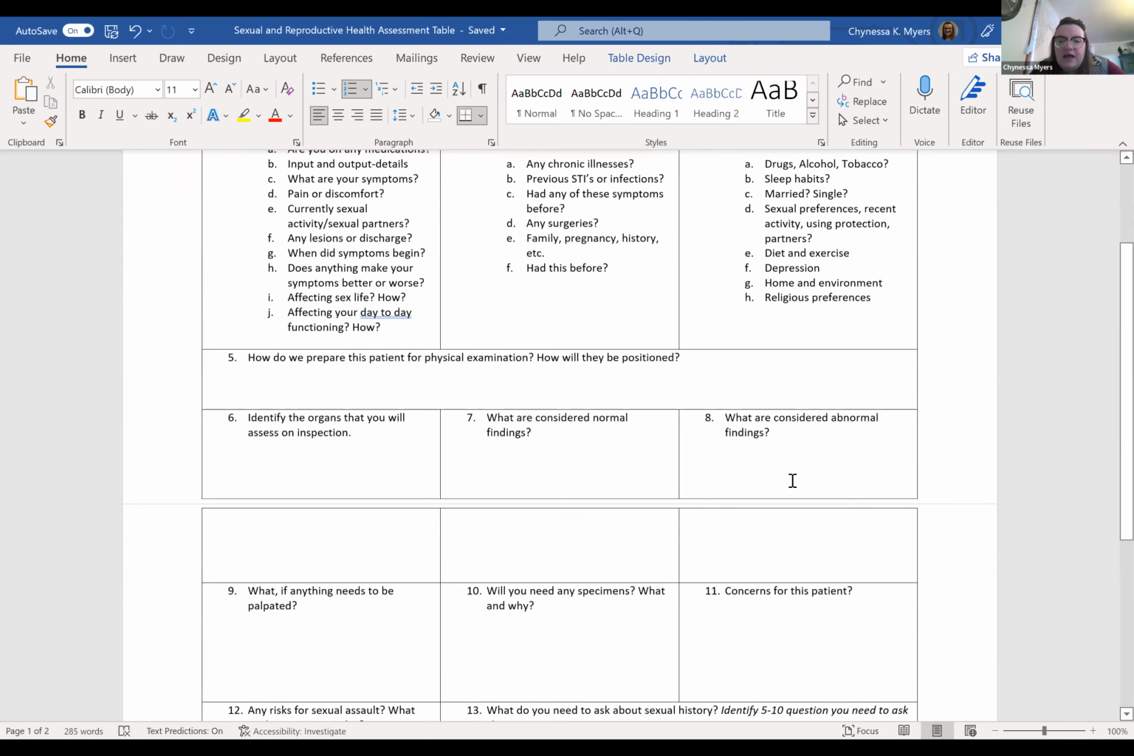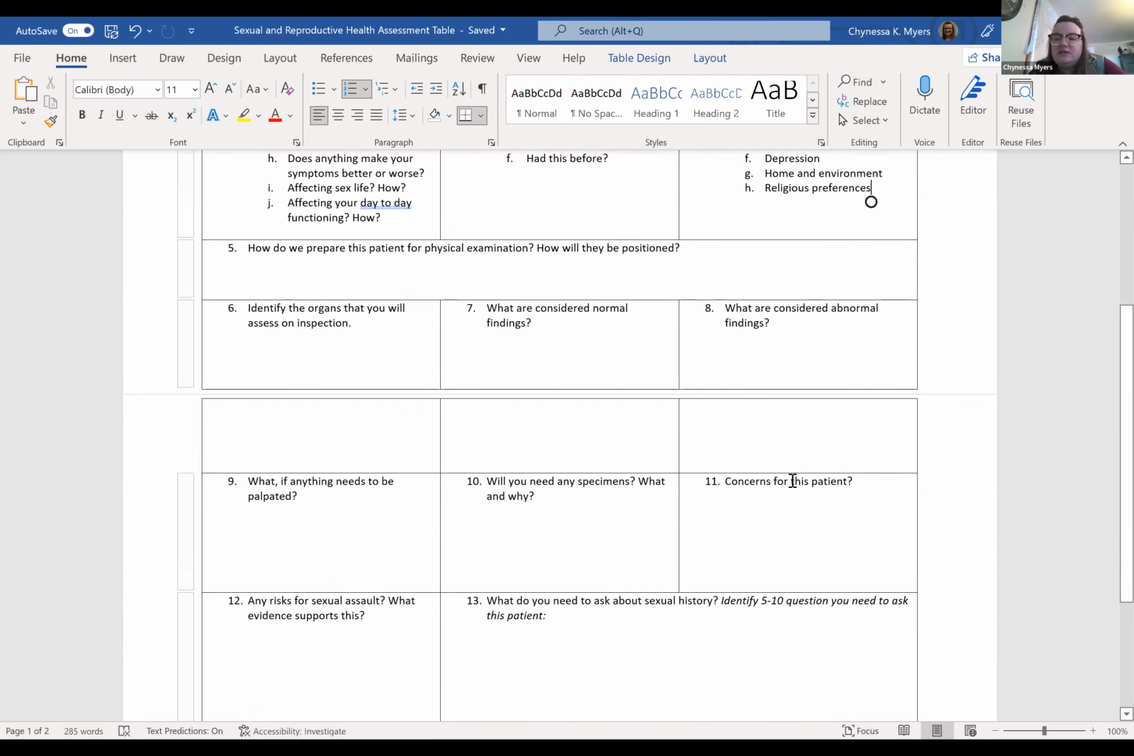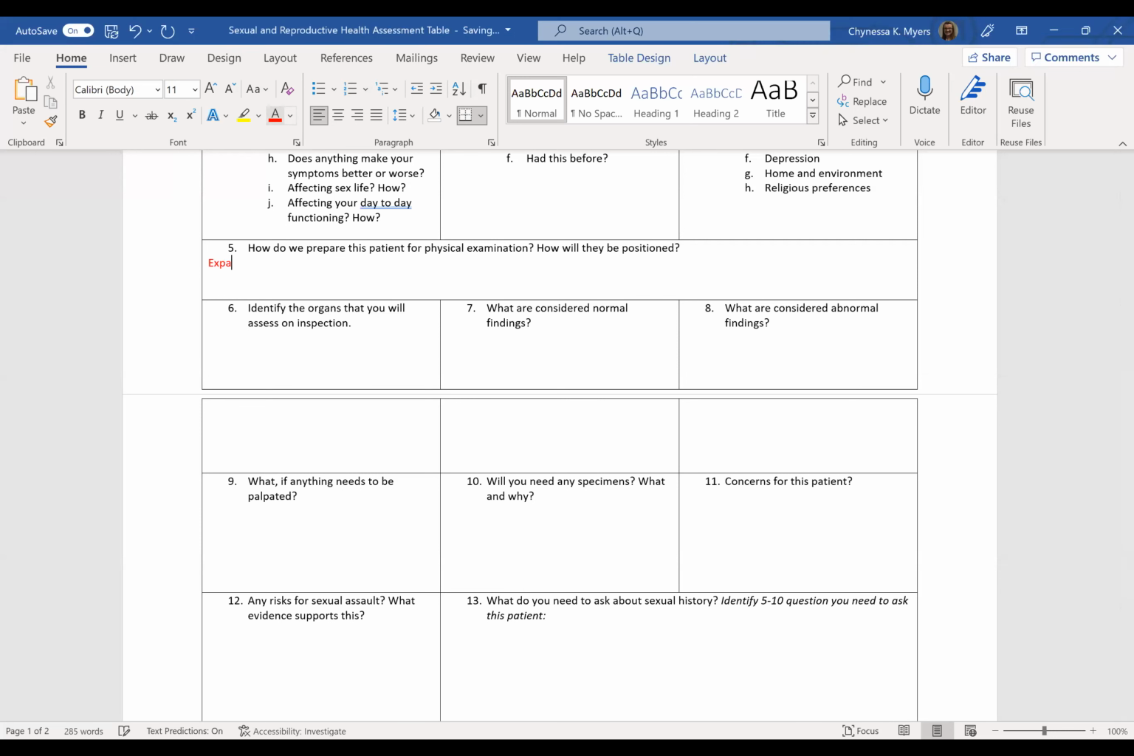Let's move forward. How do we prepare this patient for physical examination? Is it just how we're going to position them, or is it what we're going to be doing? What do we need to tell them? Lighting, that's a good one. Explain the procedure, and depending on if they're a male or female, tell them what position they would be in. Would you ask them if they would want to get into a gown, or they prefer not to get into a gown?